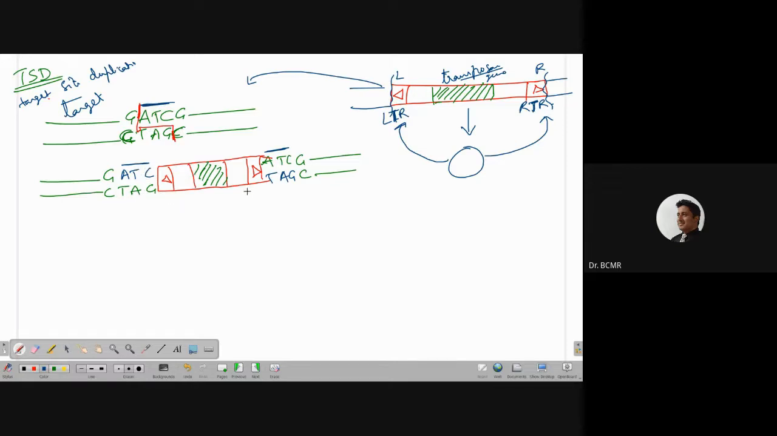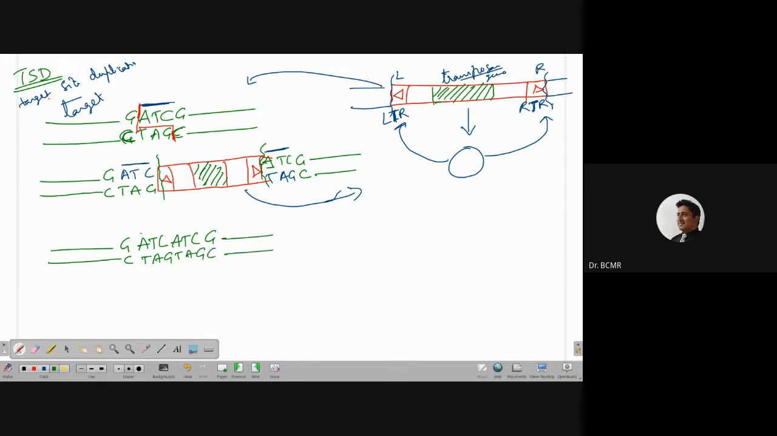Say if this transposon is moving from here to some other place, what happens to the DNA? So the DNA will become G. So the cut would be made here and here. And what you will have is ATC, and then it will be joined with this A. So another ATC G. CTAG, TAG, C. This is what has formed.